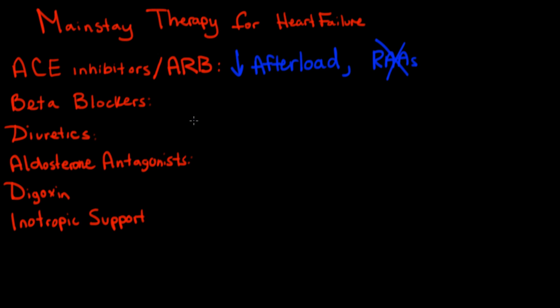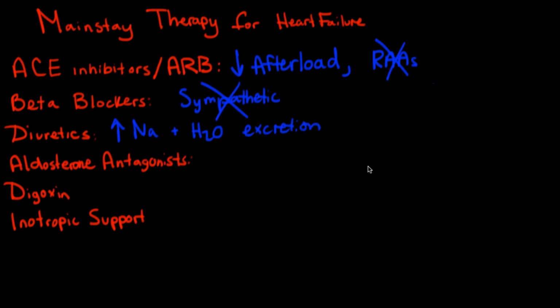Beta blockers inhibit the sympathetic system, and while they do many other things, I think it's beyond the scope of what we're talking about here. Diuretics will increase the sodium and water excretion. Aldosterone antagonists will decrease the reabsorption of sodium, thus increasing its excretion, along with some water, and act somewhat like a mild diuretic.